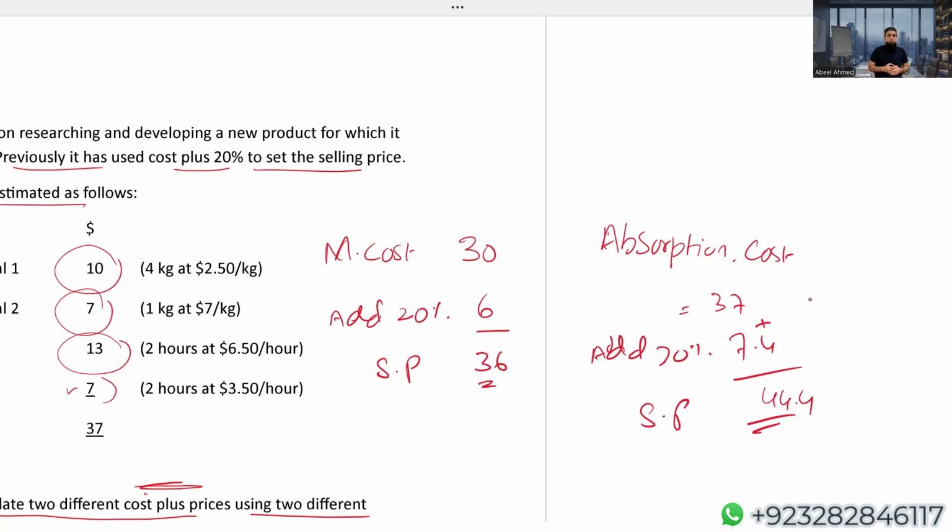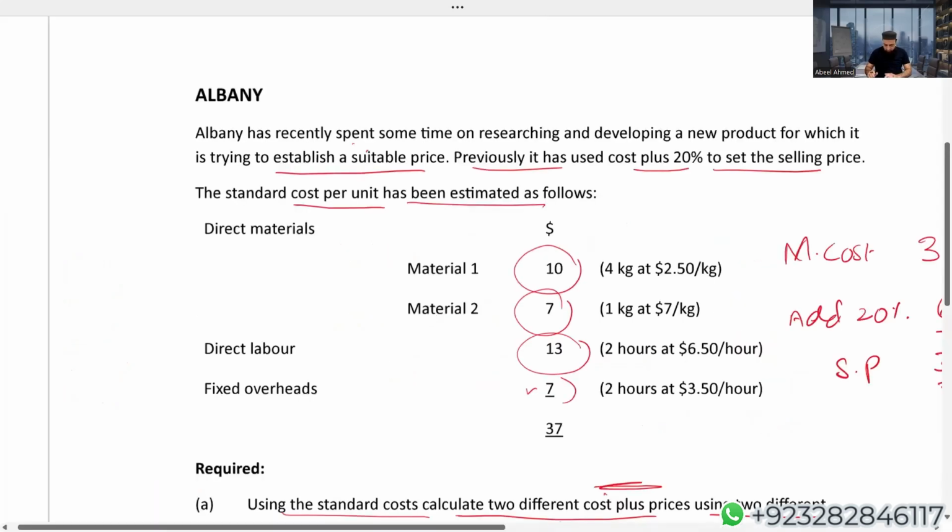If you go for the disadvantages, again, I would say the price demand relationship is missing. Another disadvantage is that it's not so easy to allocate the fixed cost to a unit of a product, because when you allocate a fixed cost to a product, it has got a number of assumptions. So allocation of fixed cost to a unit is not so easy. So these are the disadvantages. That is all about part A.